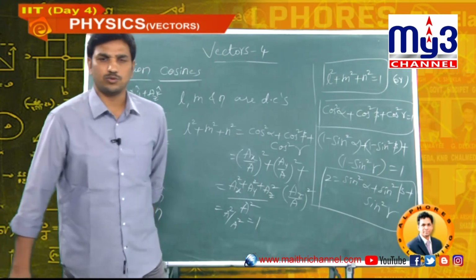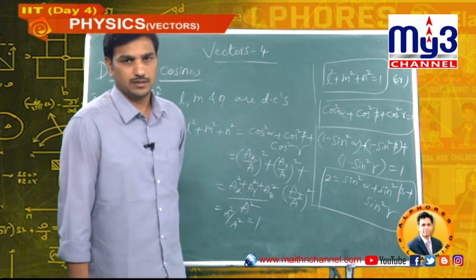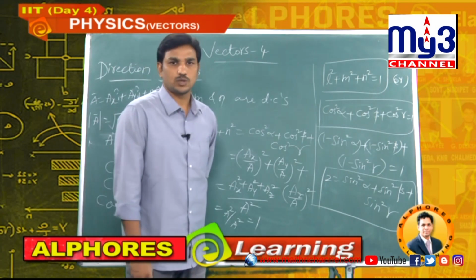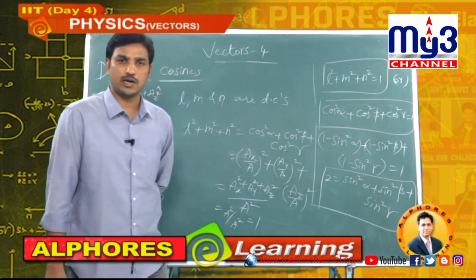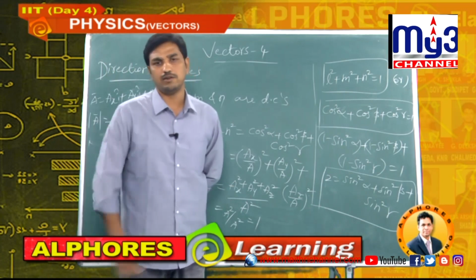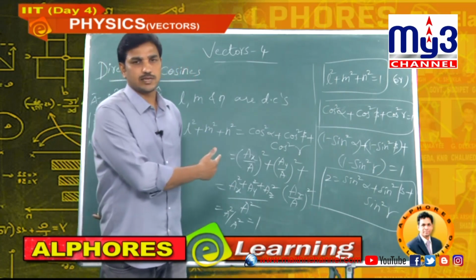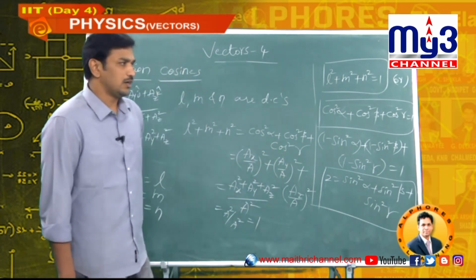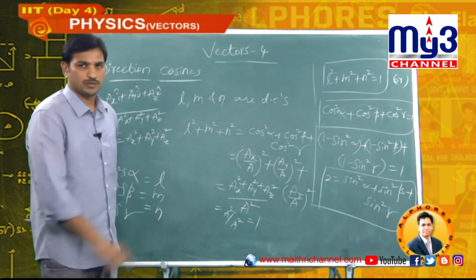So here are the two results we will use in numericals. In physics, when you are solving some problems, we are going to use cos² alpha plus cos² beta plus cos² gamma is equal to 1. Some other times we will also use sin² alpha plus sin² beta plus sin² gamma is equal to 2. Now, the final conclusion depending on these direction cosines.